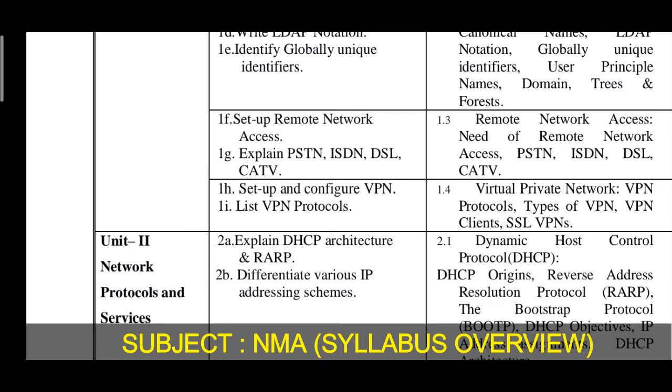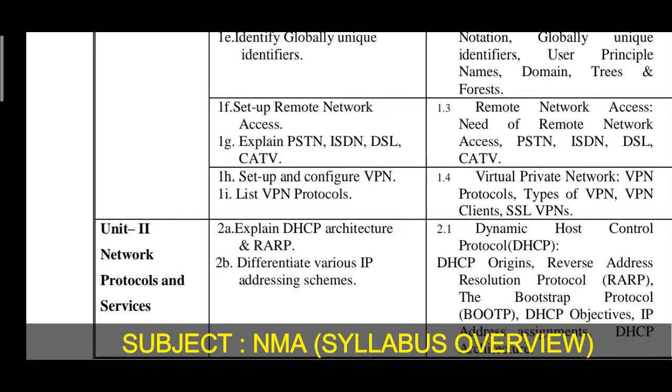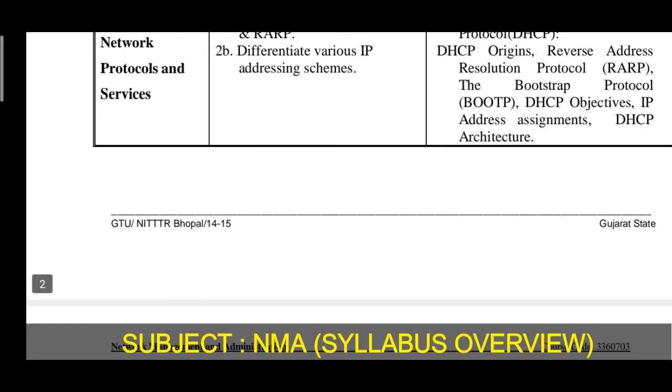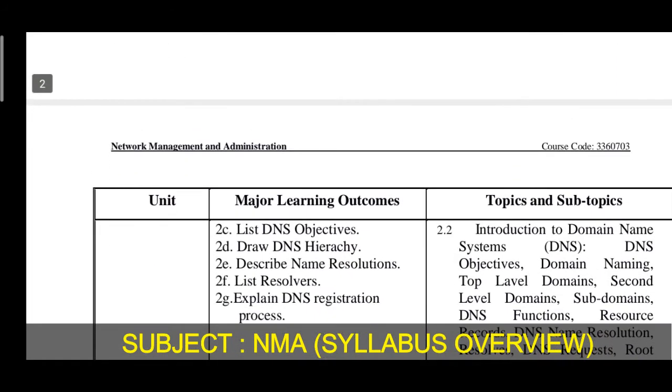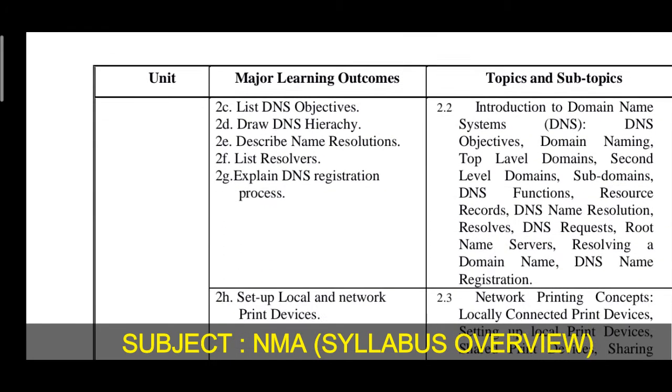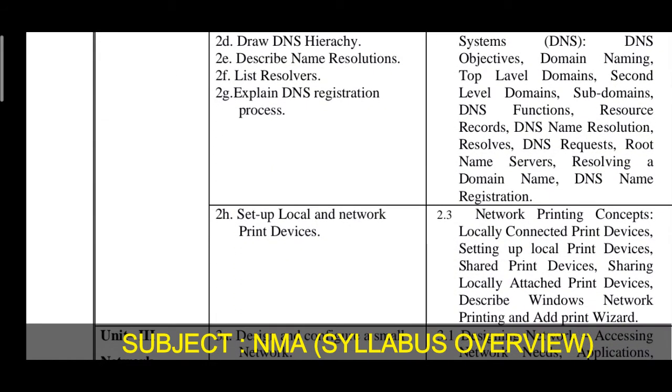Then differentiate various IP address schemes. The second chapter also includes listing DNS objectives, drawing the DNS hierarchy, describing name resolution, listing resolvers, and explaining the DNS registration process. Then it also includes setting up local and network print devices. Local and network print devices are simply the installation of the driver for a printer.